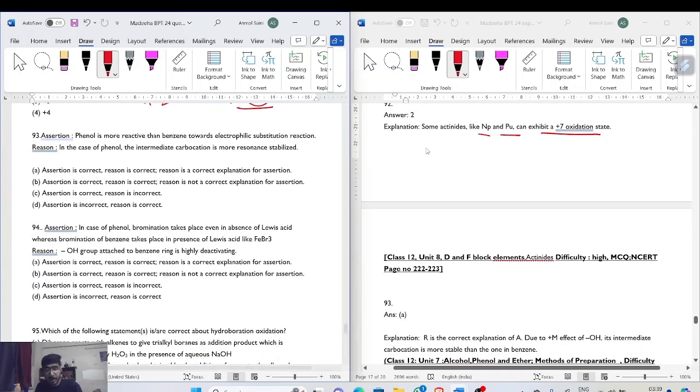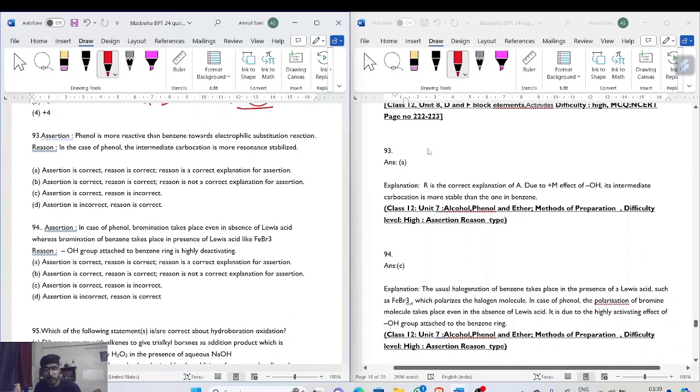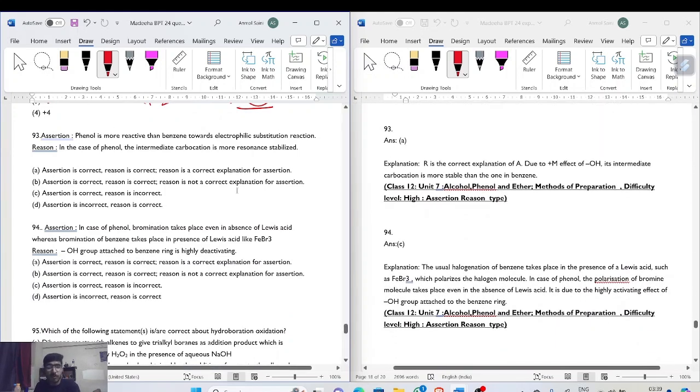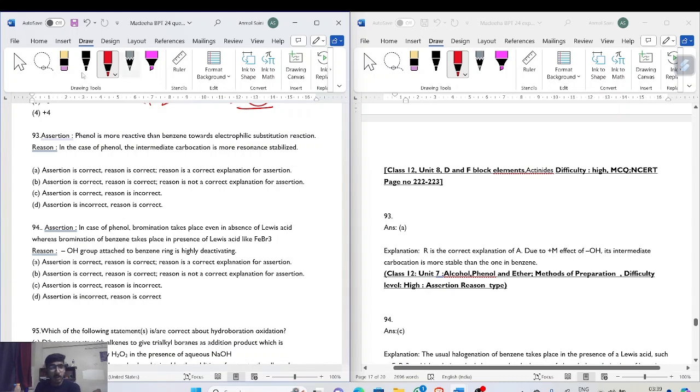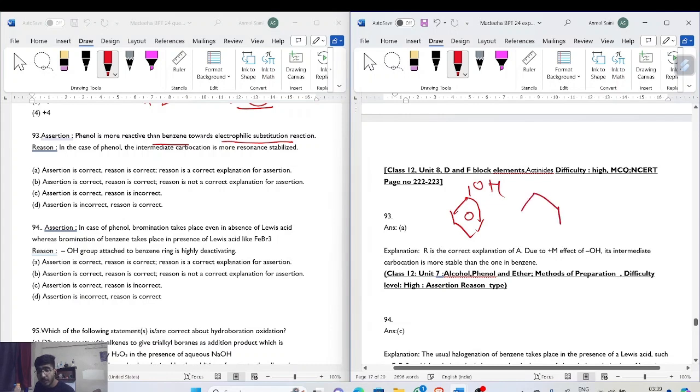Now question number 93. Question number 93 is, phenol is more reactive than benzene towards electrophilic substitution reaction. This statement is correct, that phenol is more reactive than benzene, and this is due to the reason that phenol has a +M group attached to it, which is OH, and we know OH is a strong +M effect group.